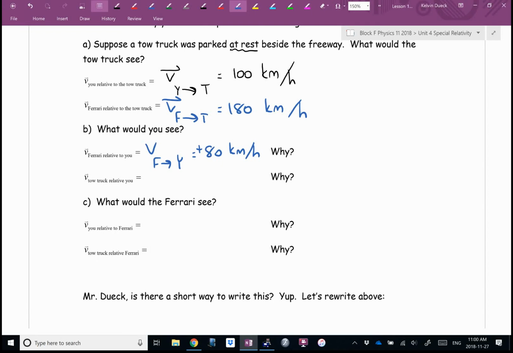Negative 100, because as far as you're concerned, if an object's backlights are coming towards you, it's in reverse. Or if an object's headlights are moving away from you, when you're looking behind you, it's in reverse as far as you're concerned. So you would see the tow truck relative to you retreating at negative 100 kilometers per hour. Got to use your imagination a bit here. But certainly, if you see backlights in front of you getting towards you, normally you would say, oh, that vehicle is in reverse. Here it's not. Well, yes, it is. It all depends on your frame of reference.